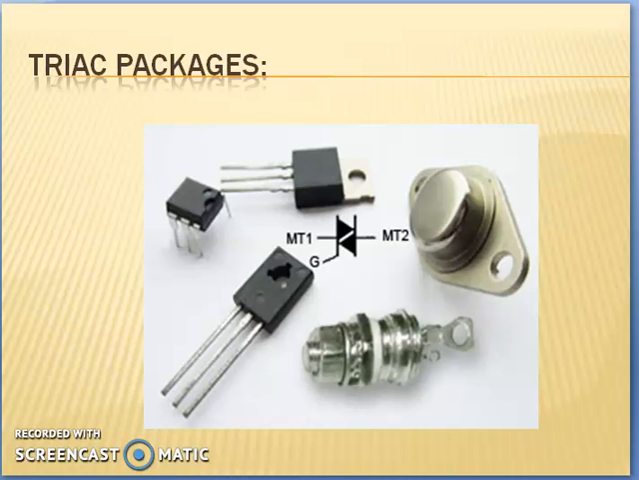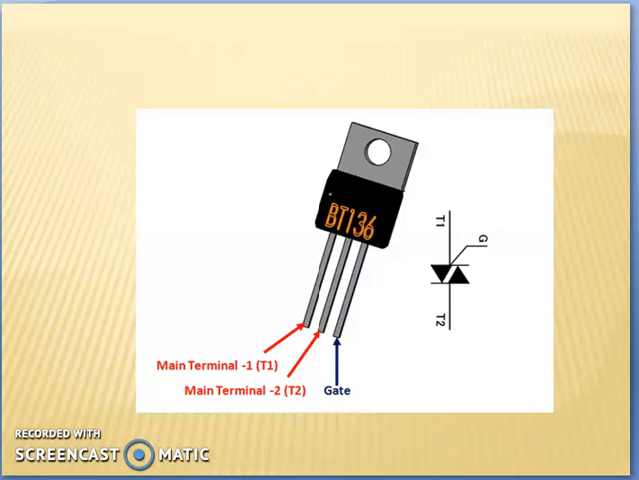Now here are the triac packages, how the triac actually looks. If I want to purchase it from the market, it will look like this. Now, how to identify the triac? If this is the series of triac, the serial number of the triac is BT136. If I hold it with the serial number towards my side, you can see there are 3 terminals. The first one is MT1, the second terminal is MT2, and the third terminal is the gate terminal.